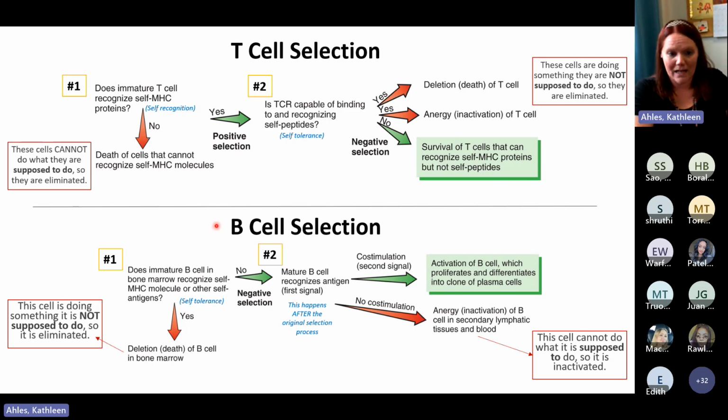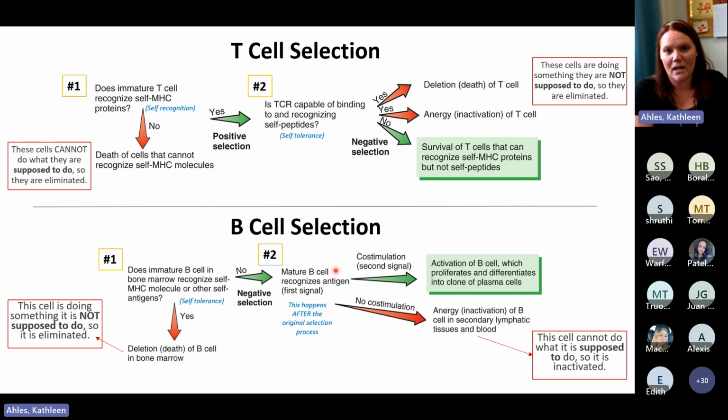When we talk about B cells, we do things a little bit differently. When B cells are developing, they actually kind of start with the self-tolerance thing. If you remember, B cells are often covered in antibodies on their outer surface. So we check those antibodies and say, hey, here is myself. Here's a self-antigen. Does that make you react? If you react to a self-antigen, you're doing something you're not supposed to do. I need to get rid of you. If you don't react to a self-antigen, awesome.